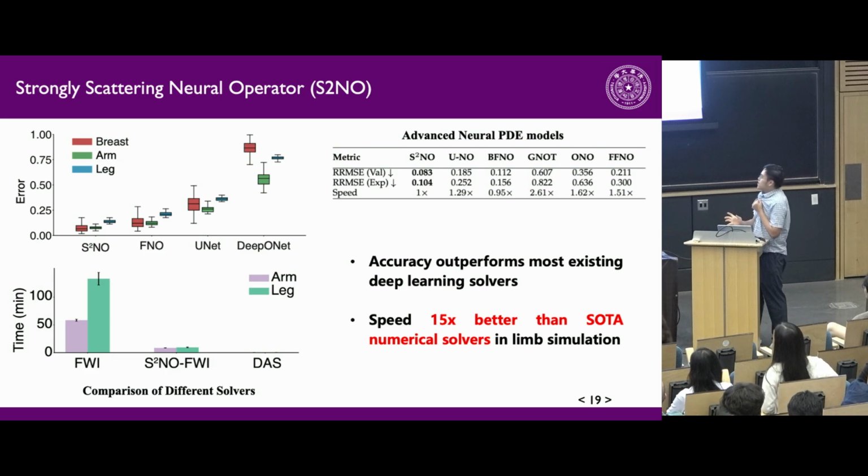And more importantly, look at the speed. For FWI, our S2NO-based inversion is roughly 15 times faster than the traditional numerical solvers. And with parallel computing, this makes quasi real-time FWI imaging in biomedicine possible. So it means that within half an hour of waiting, you can obtain your radiological results.